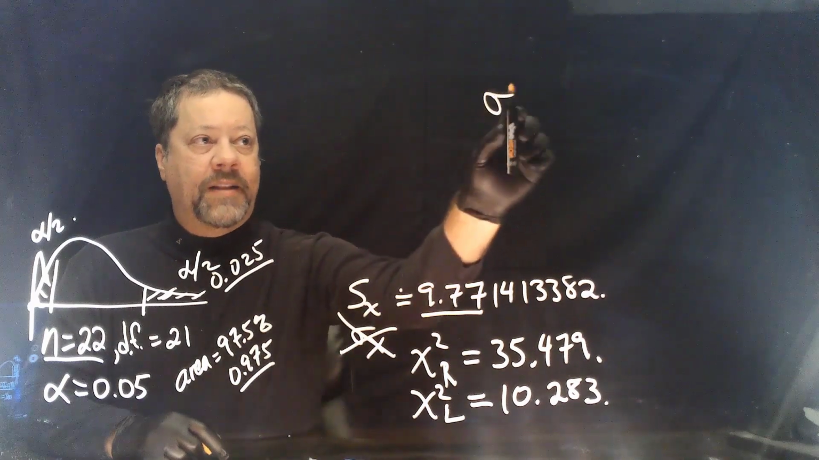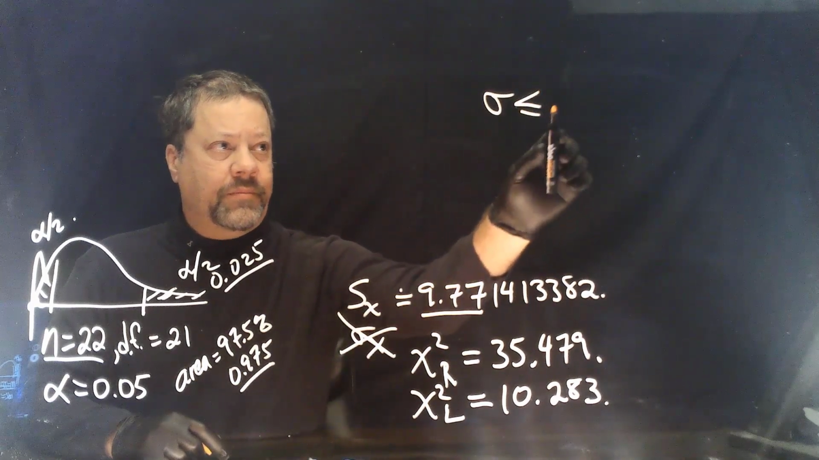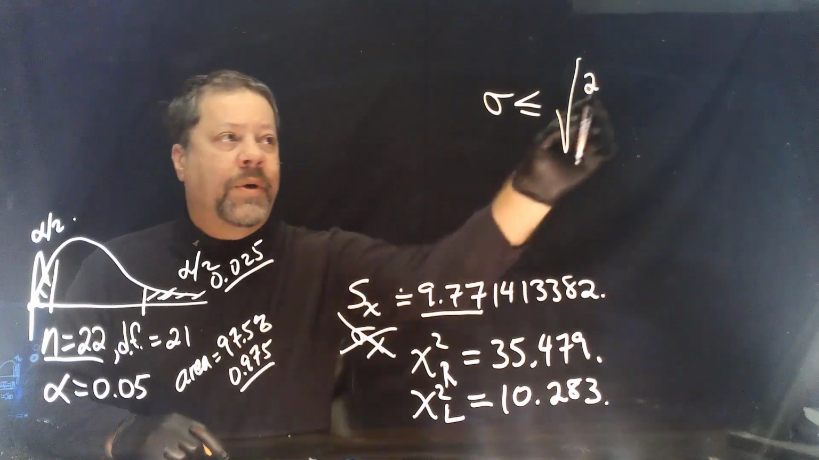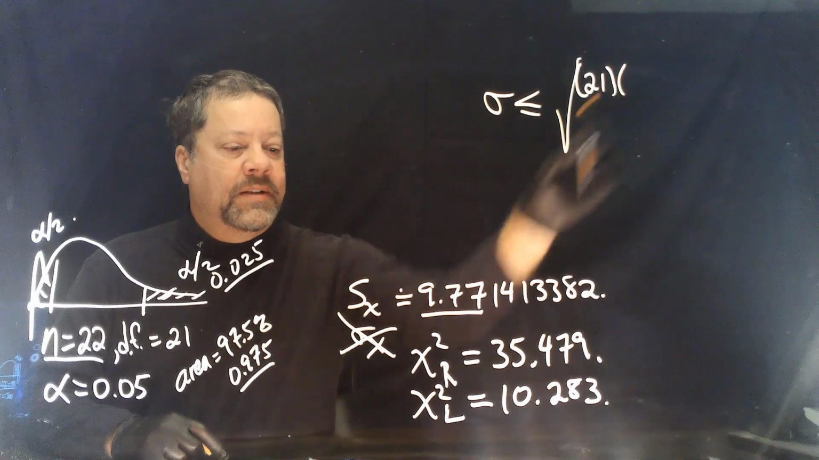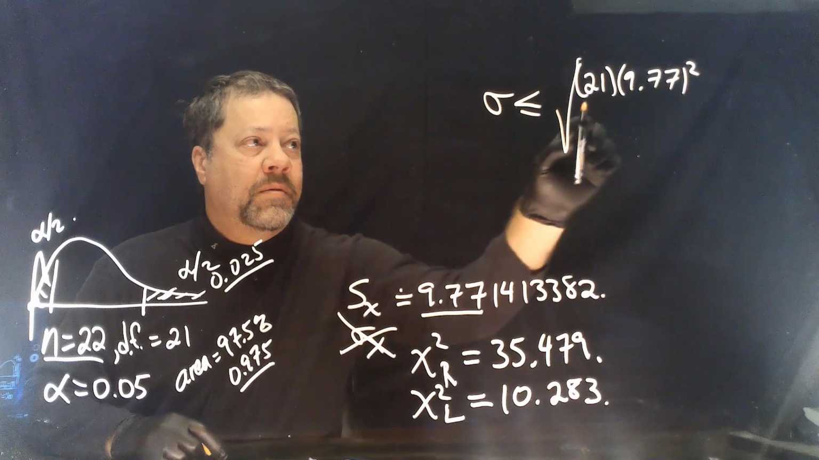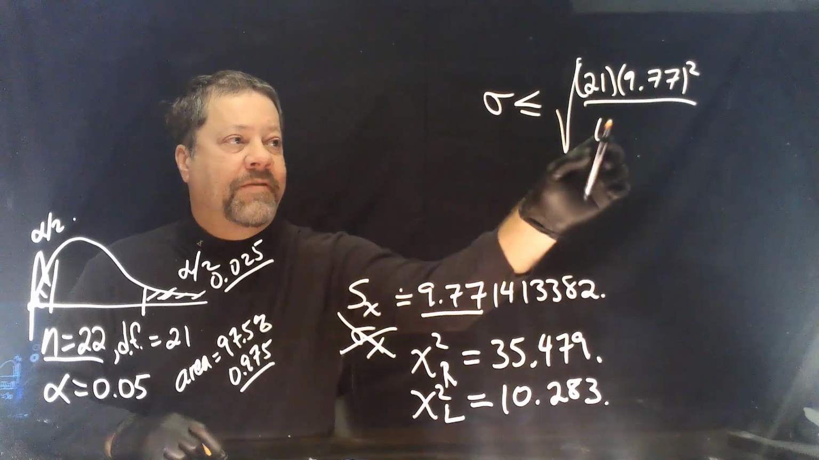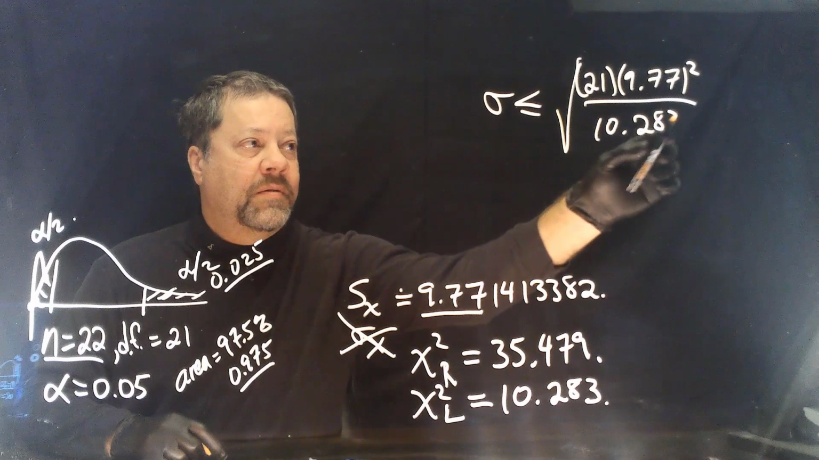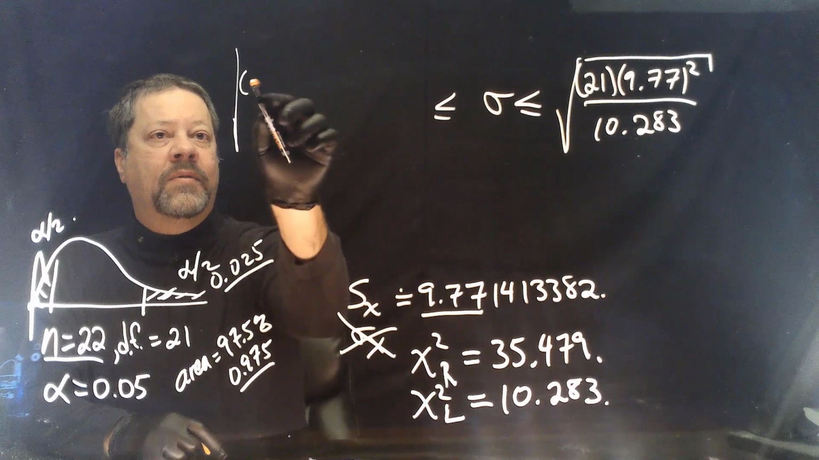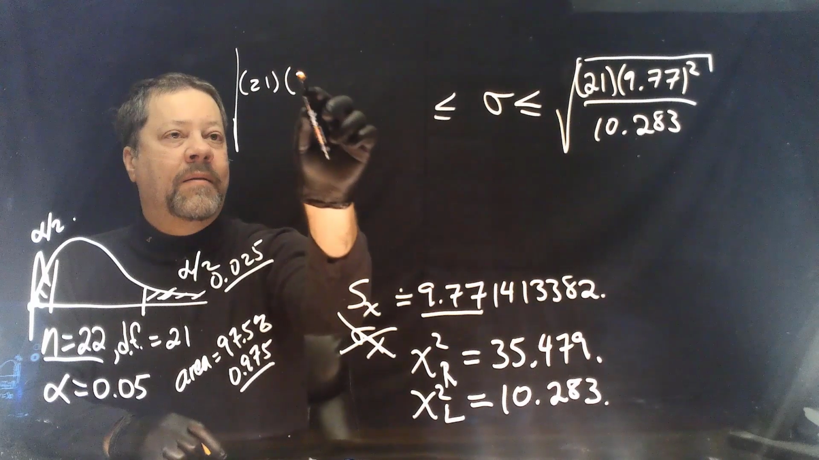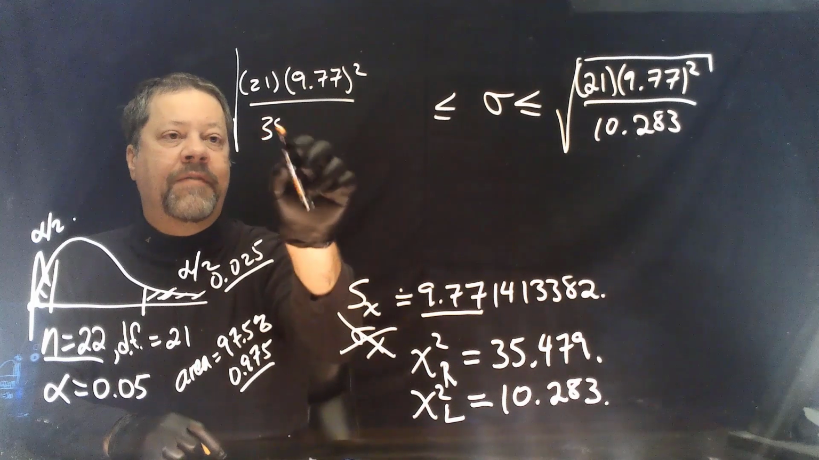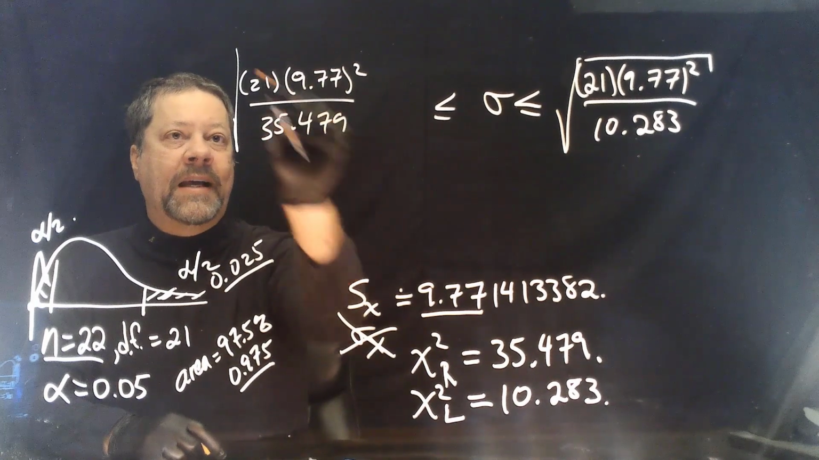It follows then that the standard deviation is bounded above here by, let's see, we have degrees of freedom 21 times s squared divided by the chi-square left, and the other side we'll have 21 times 9.77 squared divided by 35.479.